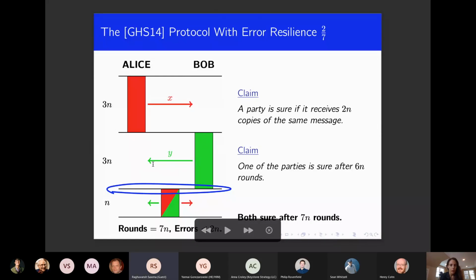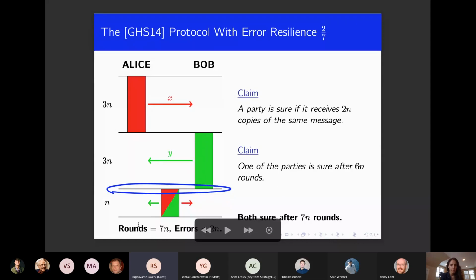Actually, I have a question. What is n? So n here is a constant that depends on the exact error resilience you want. The way this will work is you will give me an epsilon, and I'll give you a protocol with error resilience 2/7 minus epsilon. And this n goes with 1 over epsilon. It's some constant here. Maybe n is misleading. But yeah, this is the entire protocol.